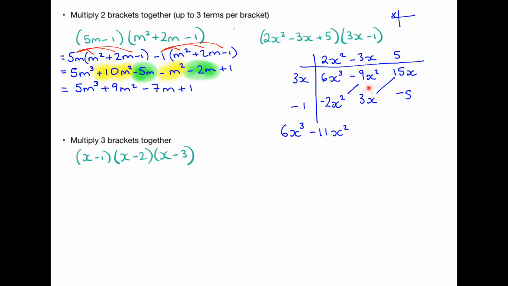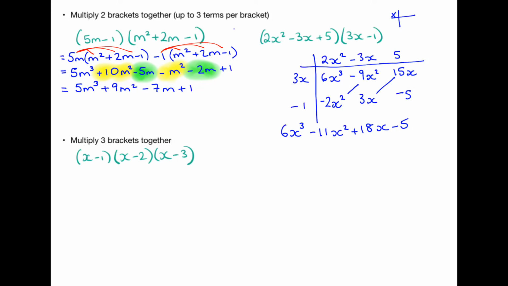And then in x's, we've got a positive 3x and a positive 15x. So we've got plus 18x. And we've got a minus 5 on the end. Okay, so that's all we need to do for multiplying 2 brackets together that have got up to 3 terms per bracket.